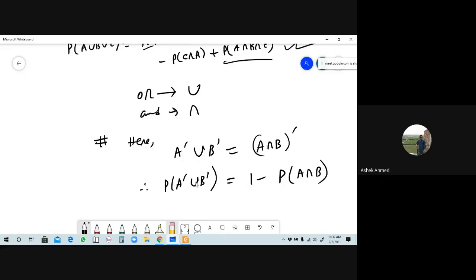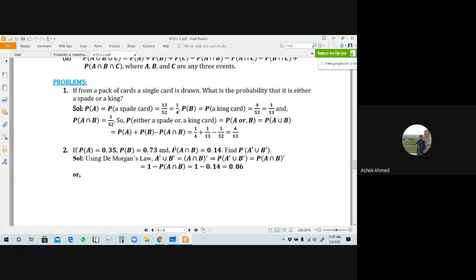Now, the probability of A intersection B is given directly here. The probability of A intersection B is 0.14. If you substitute this, you will get this result. But we did not use the probability of A and the probability of B values here. So what we don't need, we don't need; if it is there, there is no problem.